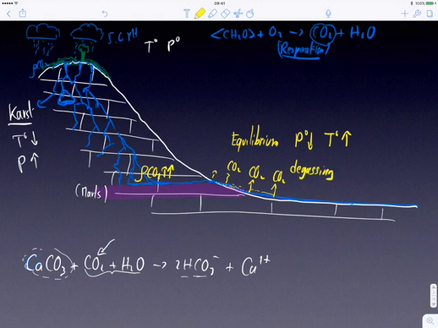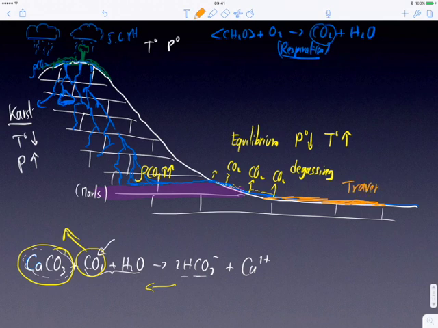Degassing. So that means you're going to remove this CO2 out of this equation, shift the equilibrium toward the left, and precipitate calcium carbonate. So you may have at the end, down there, precipitation of calcium carbonate in your stream called a travertine. And this is what a travertine is.